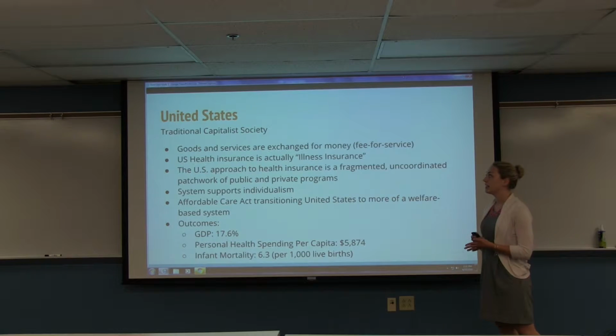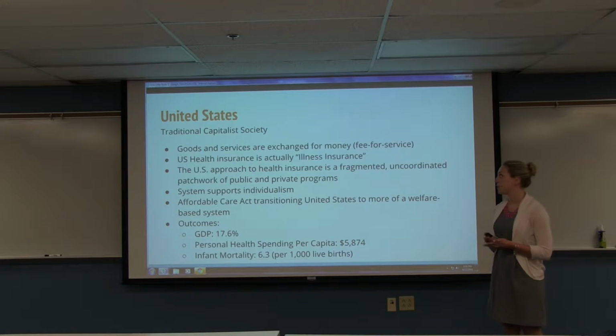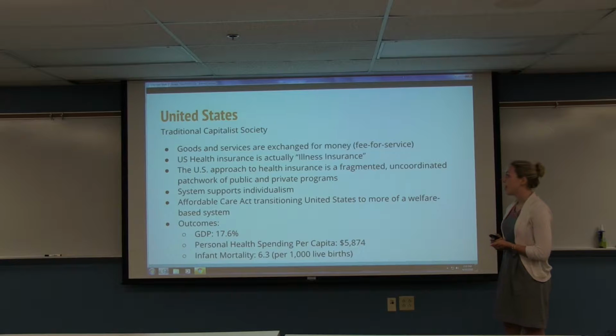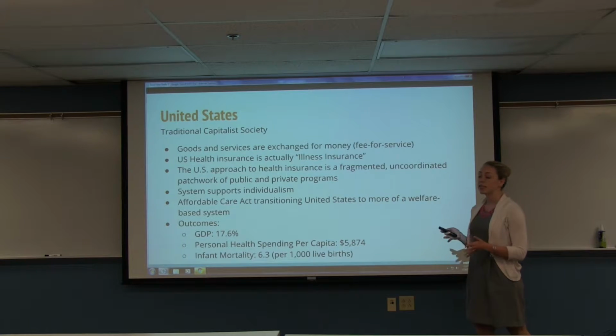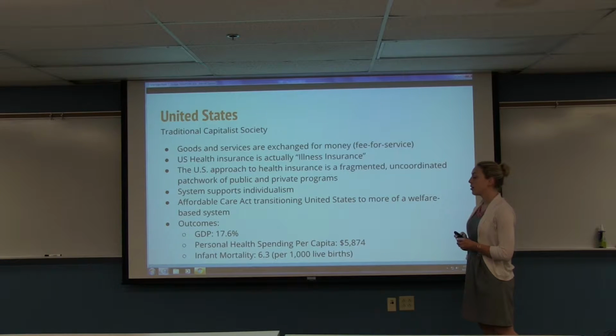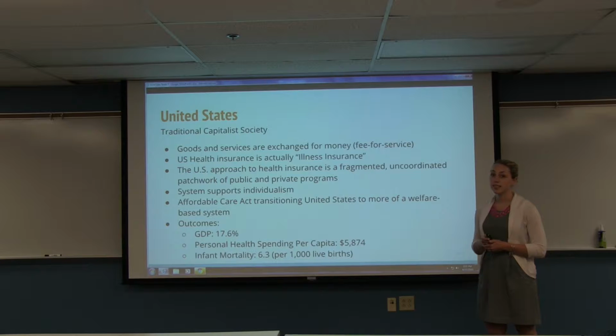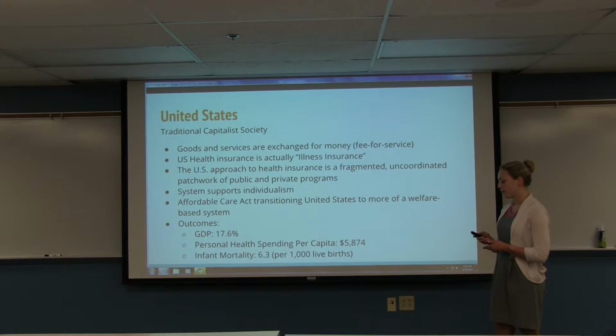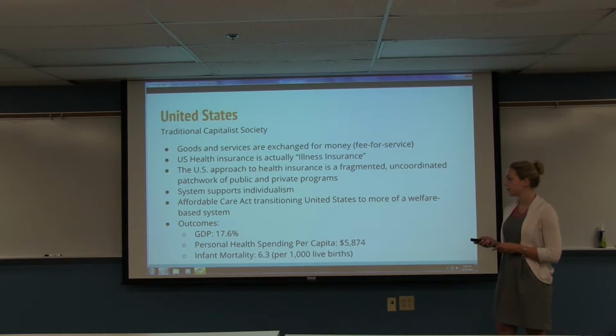So to compare, the United States is a traditional capitalist society where goods and services are exchanged for money, and in the healthcare system, this is the basic fee-for-service system. Although it's called health insurance, U.S. health insurance is actually illness insurance. The U.S. approach to health insurance is fragmented, uncoordinated, and basically a patchwork of public and private programs. Overall, the system supports individualism, although the Affordable Care Act is transitioning the United States to more of a welfare-based system. The healthcare system represents 17.6% of the GDP, personal health spending per capita is almost $6,000, and infant mortality is 6.3 per 100 live births.